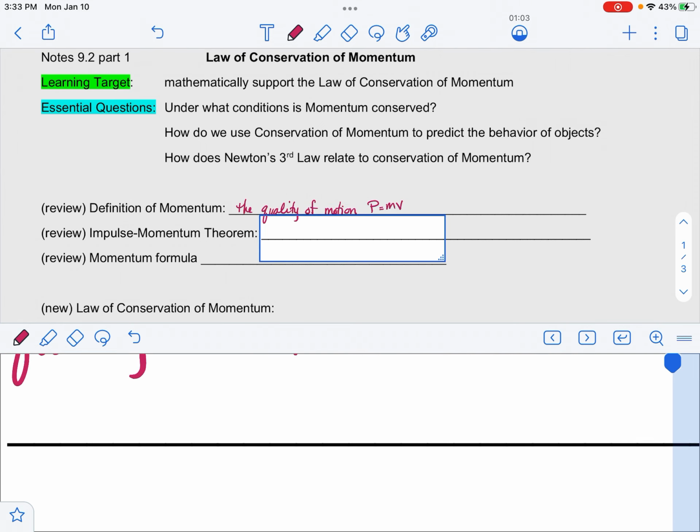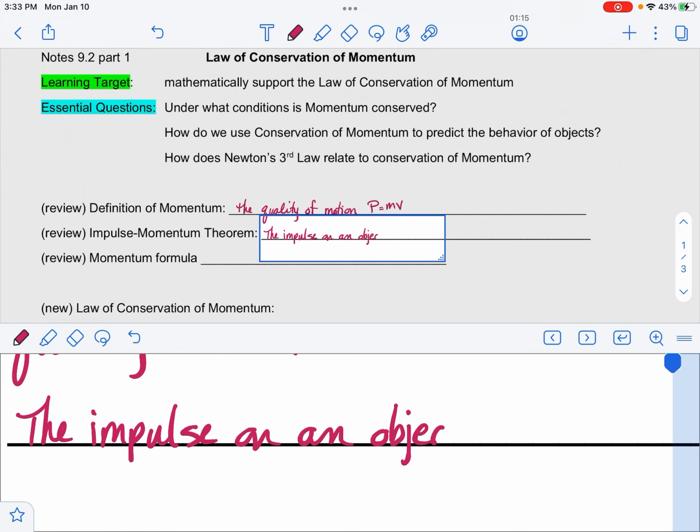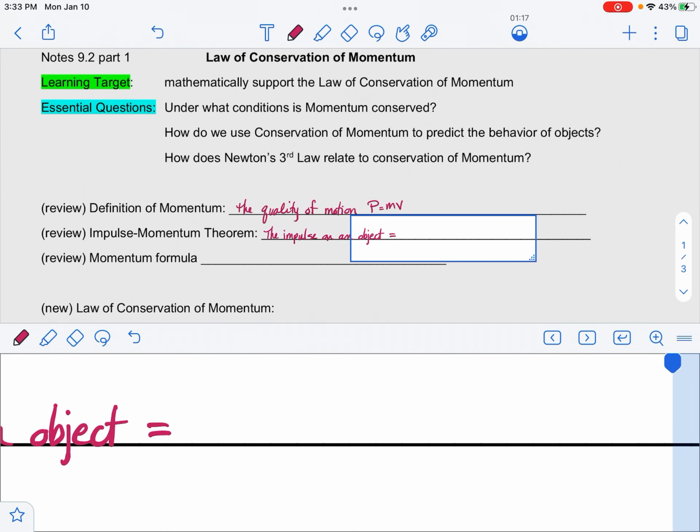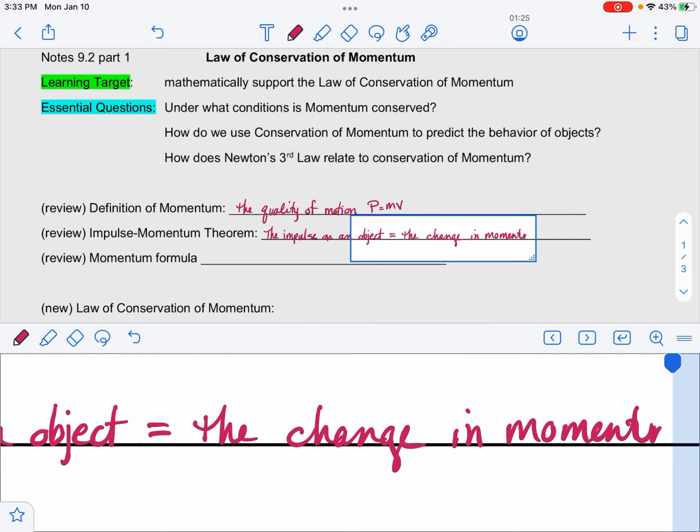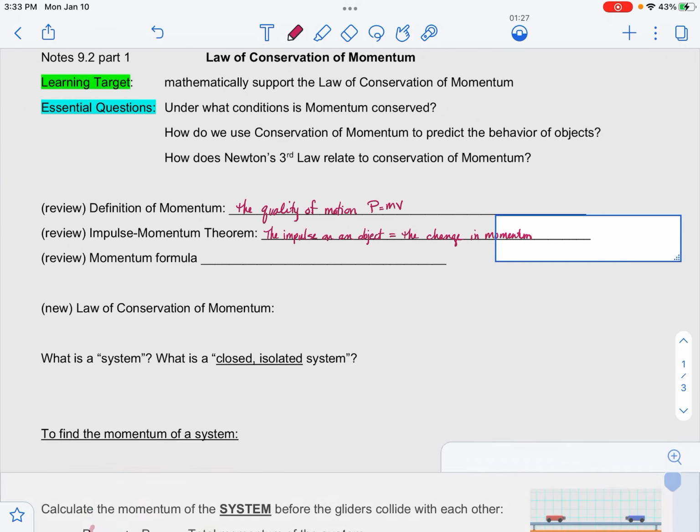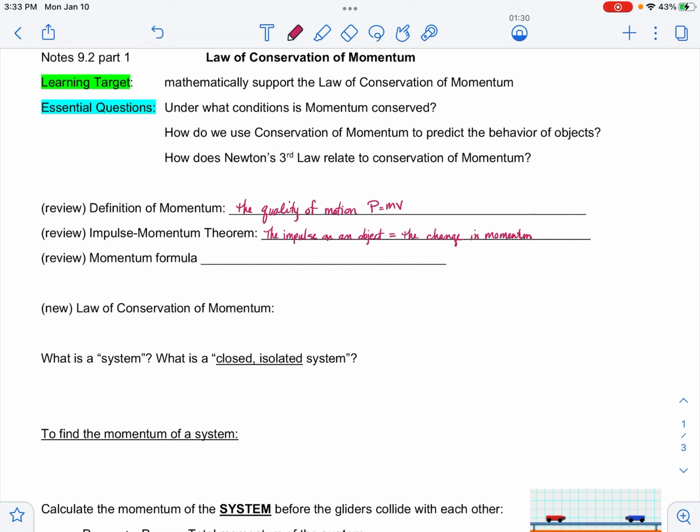The impulse momentum theorem, which is what your Edpuzzle was on last night, so hopefully this sounds familiar to you as well. The impulse on an object is equal to the change in momentum. So if you have an object that's moving around and you do something to it, you kick it or hit it or stop it or it runs into a wall, its momentum is going to change, and the impulse, the force that caused that to change, that's the impulse.